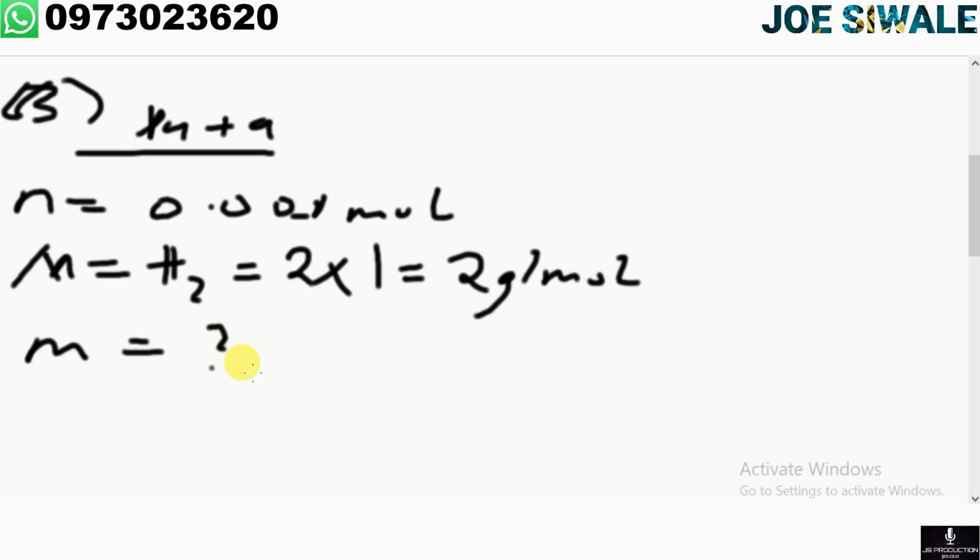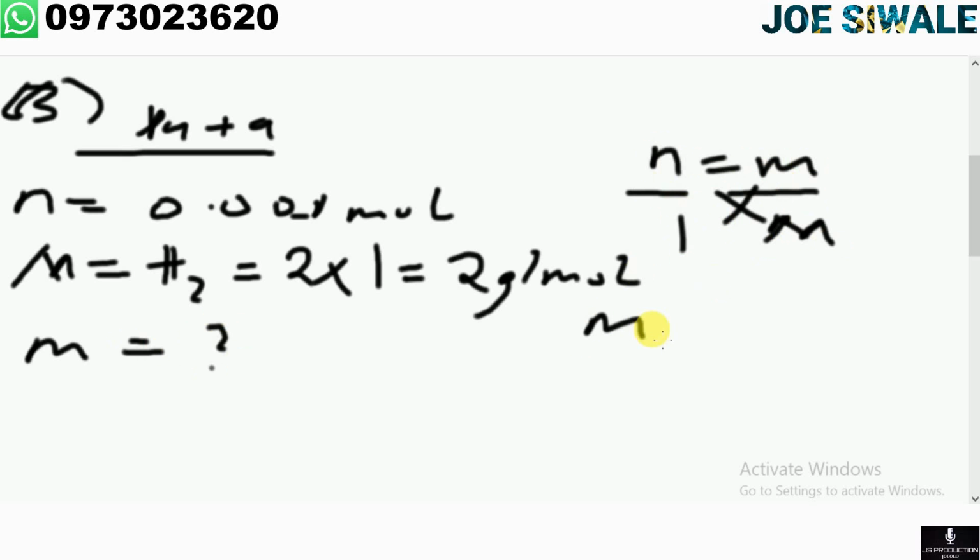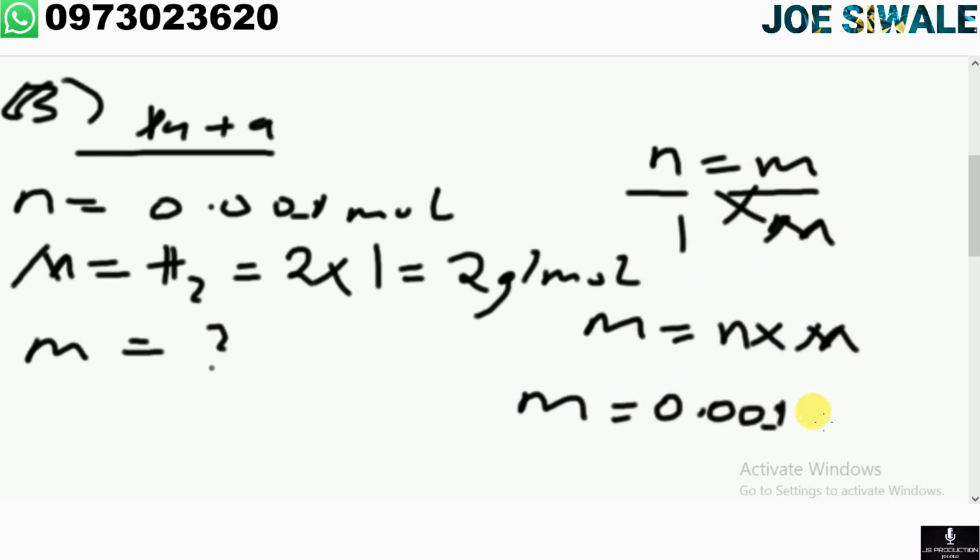So here we know that our formula is n is equal to mass divided by the molar mass. To calculate the value of mass, you just cross multiply. So mass is equal to number of moles multiplied by the molar mass. The number of moles has been given as 0.001 multiplied by the molar mass, that's 2. So the mass is equal to 0.001 multiplied by 2. The answer is 0.002 grams.